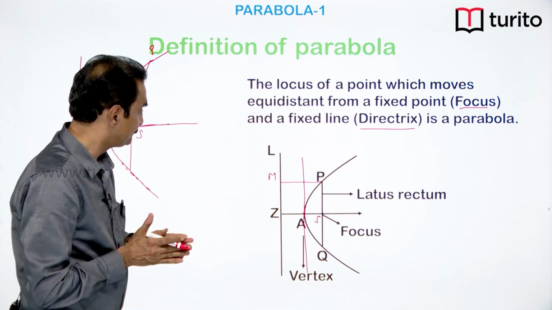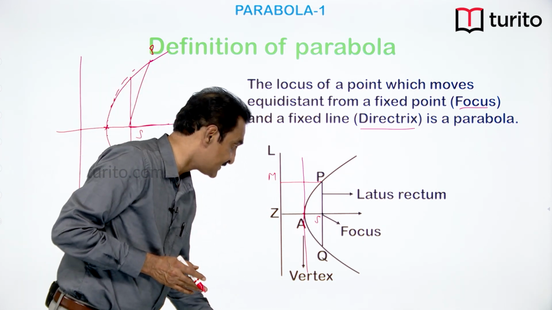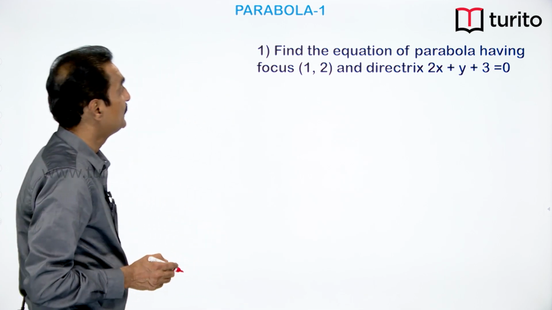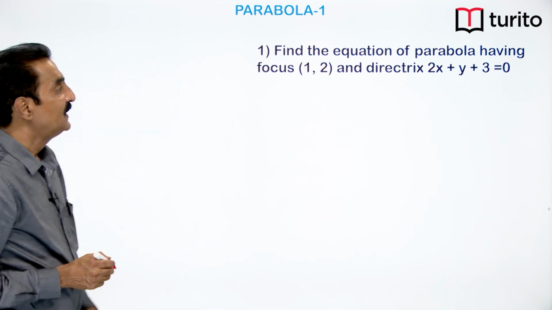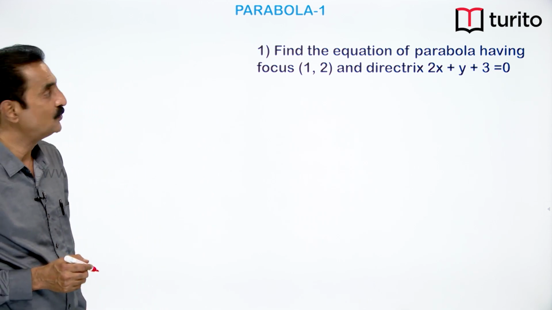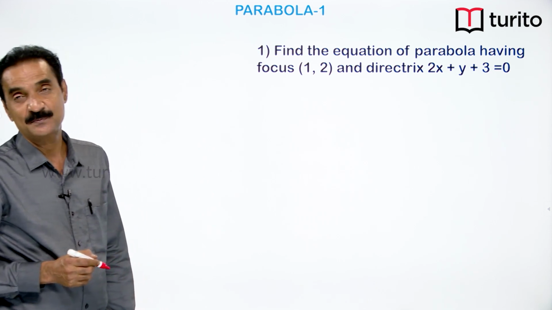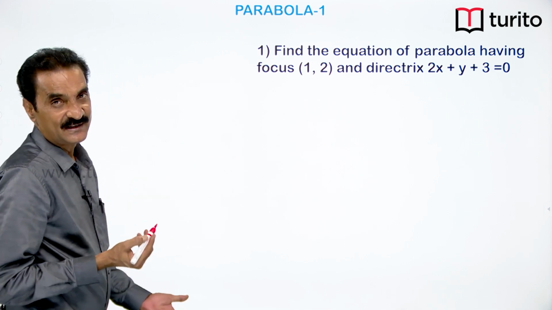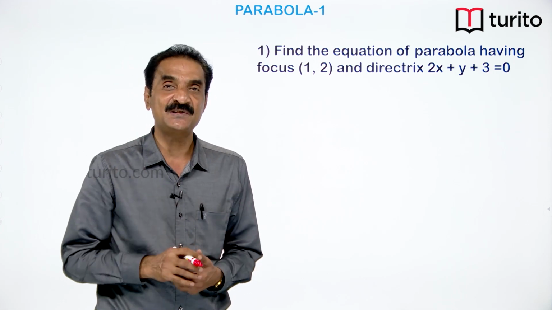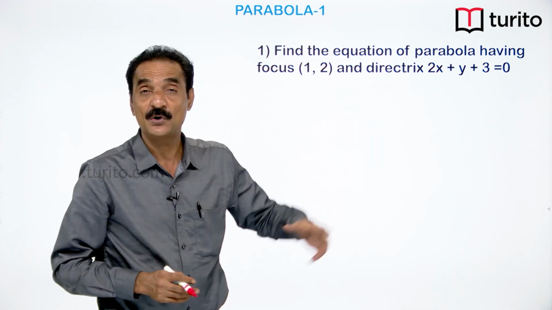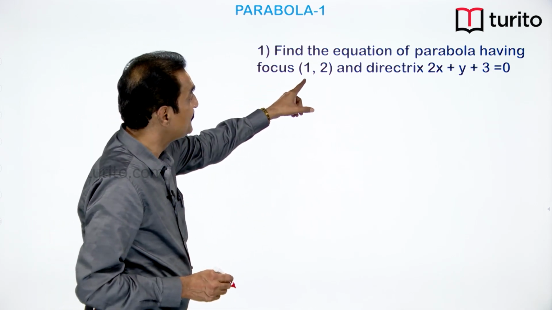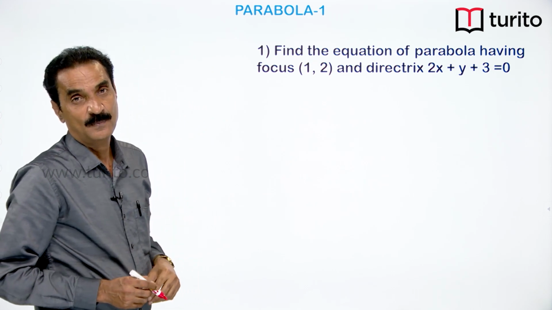Now, let us start the problems. Find the equation of the parabola having focus at (1, 2) and directrix 2x plus y plus 3 is equal to 0. Focus is given, directrix is given. Then what is the eccentricity? It is a parabola. So, eccentricity is 1. Every point moves equidistant from this point and that line. Okay.